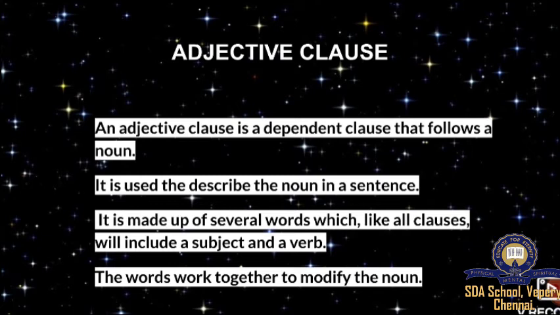Before, in the adjective part, we saw that it's just one word describing the noun. But here, adjective clauses are several words which describe, and an adjective clause has a subject and a verb. The words work together to modify the noun. So they work together to give more meaning to the noun.